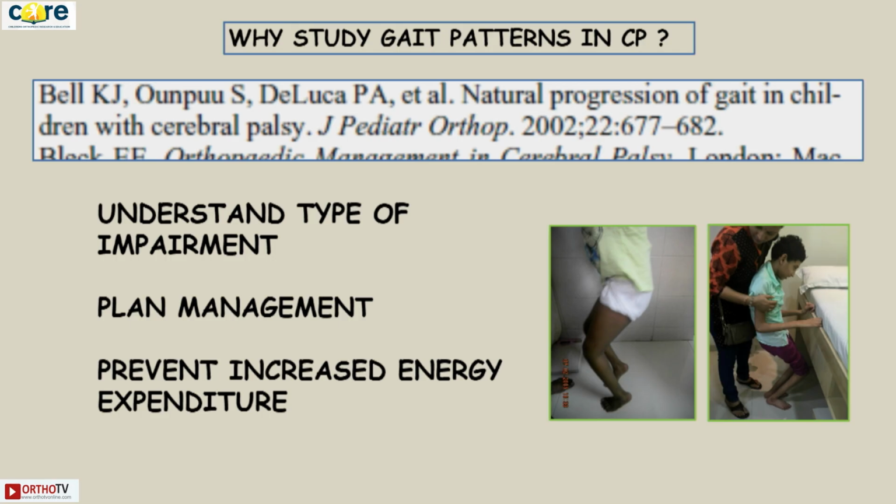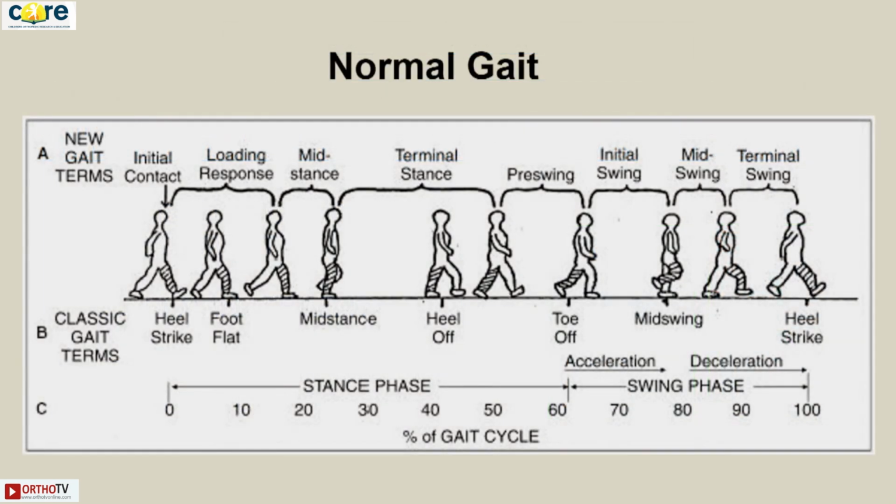Now why do you have to study gait patterns in CP? One is to understand the type of impairment. Also you want to plan the management in the child, and also our goal is not only to make the child walk better, but also to make sure that his energy consumption is less. Now for that we must understand what is normal gait.